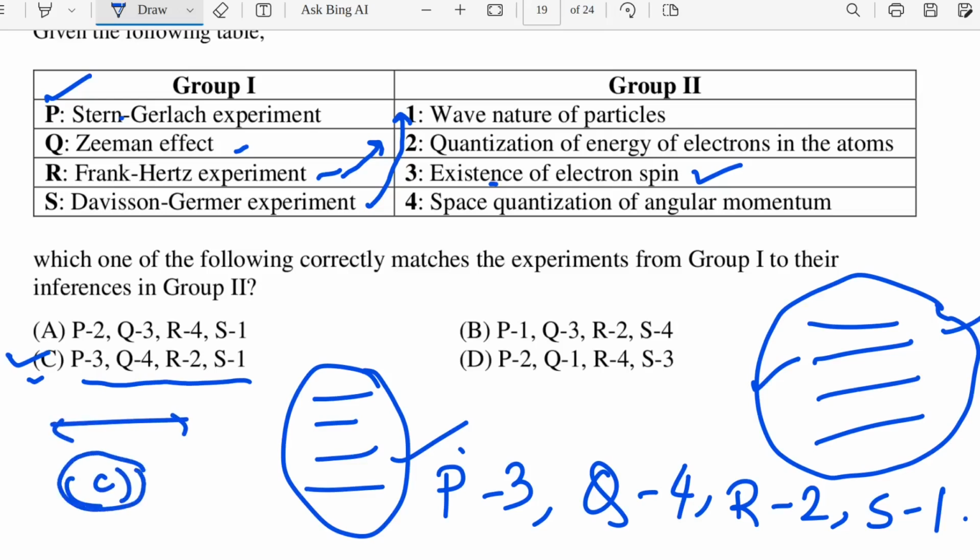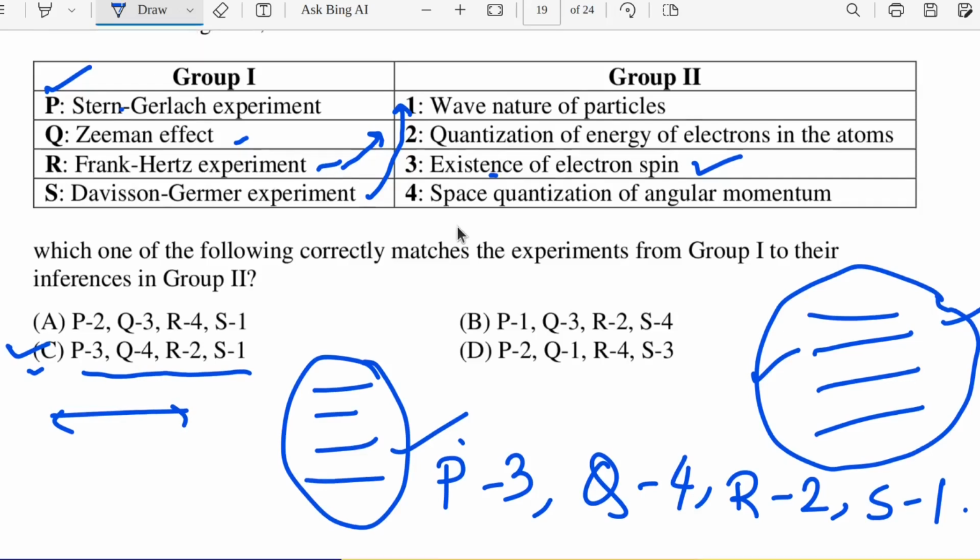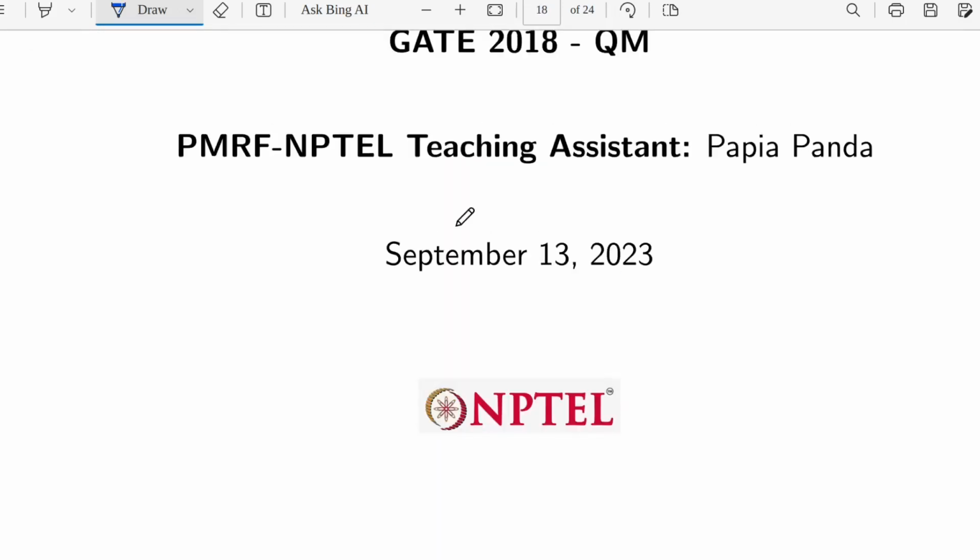But obviously I also told that without seeing all the experiments, if I see only one experiment very correctly, then also I can have the exact answer. Because I told you, see that P is going to 3. If I know that one correctly, then only I can have the answer C. So this is the case. So these are the 3 questions I have. I planned to tell all of you about these GATE questions.